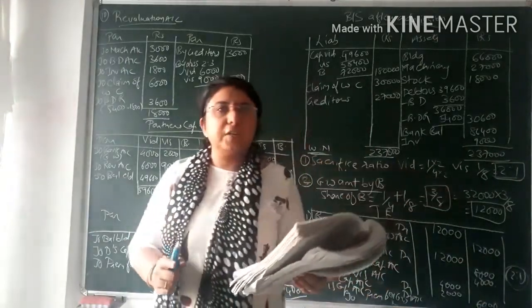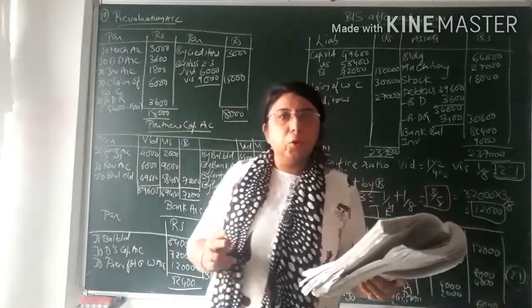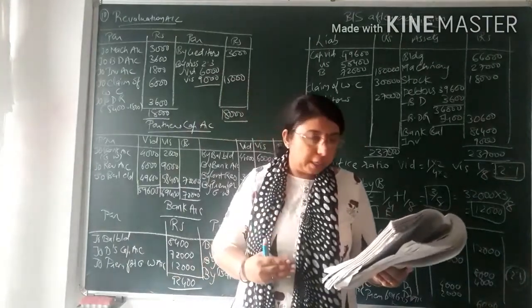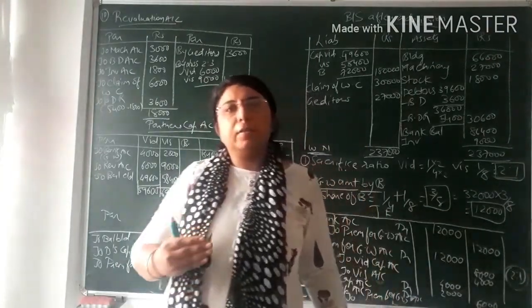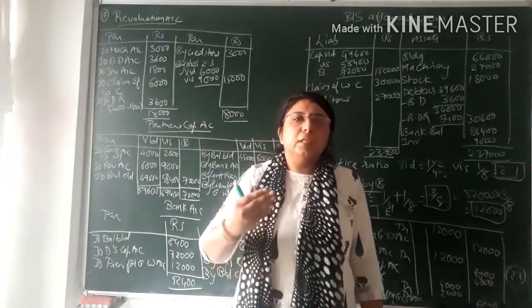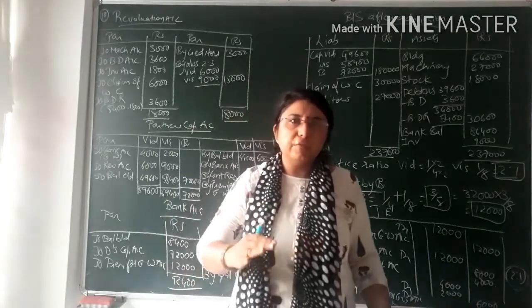In the first adjustment we have found the sacrifice ratio. In the second one, the new partner has brought capital and goodwill in cash, in which we have found the share of goodwill of the new partner that we had distributed amongst the old partners in their sacrifice ratio, and out of that the partners are withdrawing 50% of their amount in cash. Up till here we have cleared.